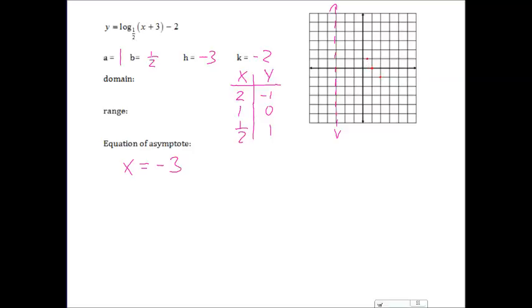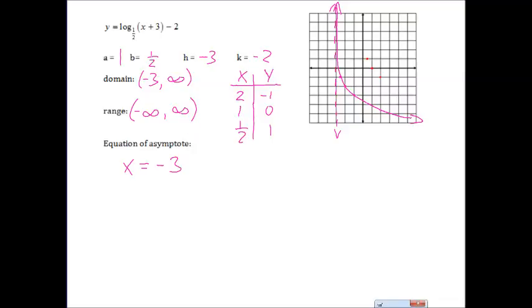And now we have to move those 3 steps to the left and 2 steps down. So 1, 2, 3 to the left, 2 down. 1, 2, 3 to the left, 2 down. And here goes our logarithmic function. Our domain is negative 3, not included, all the way to positive infinity. And our range is negative infinity to positive infinity.